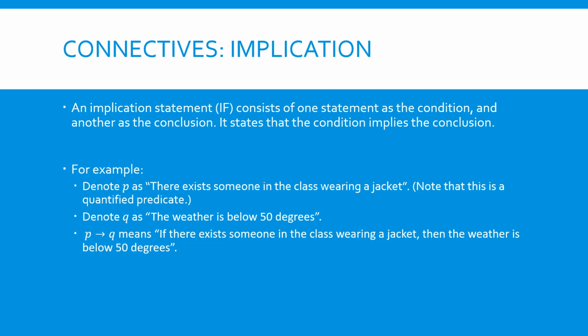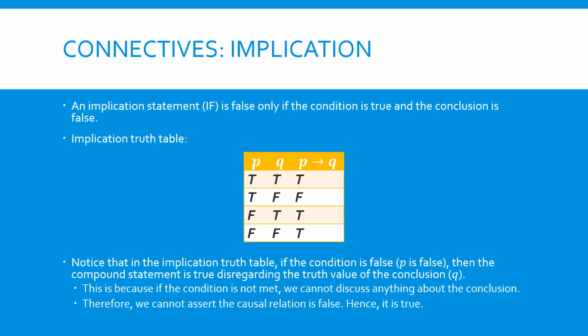For example, denote condition P as "there exists someone in the class wearing a jacket." Note that this statement is constructed from quantifying a predicate. We also denote the conclusion Q as "the weather is below 50 degrees." The corresponding implication statement P implies Q means if there exists someone in the class wearing a jacket, then the weather is below 50 degrees. The implication statement is false only when the condition is true and the conclusion is false. The corresponding truth table is shown here.